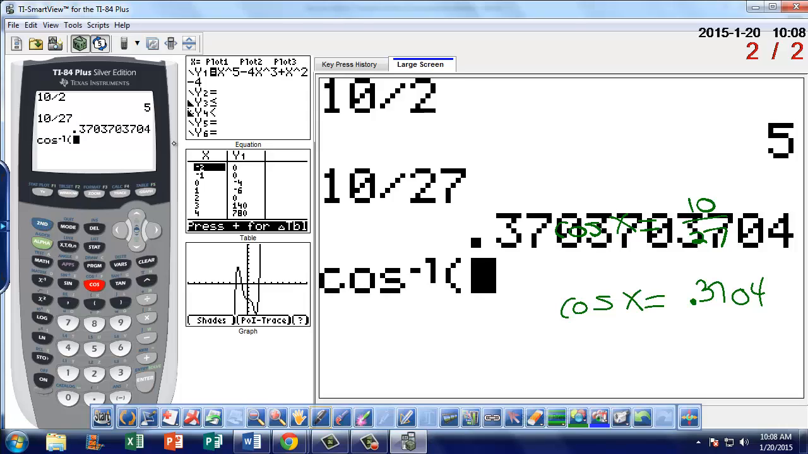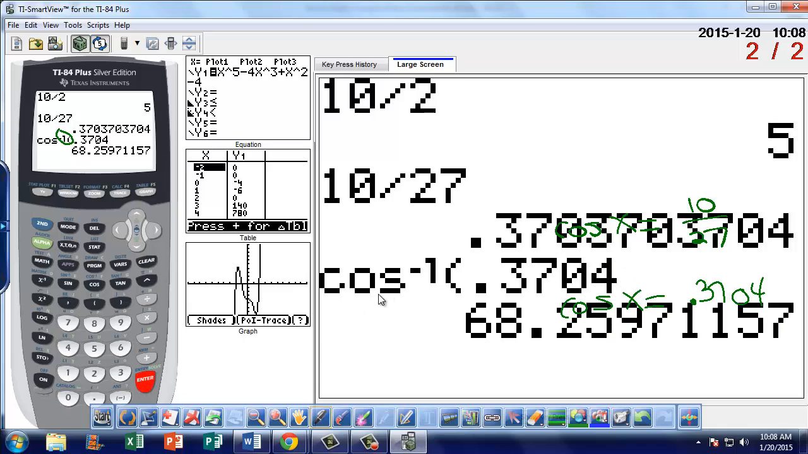Now, what you're going to do on your calculator is you're going to make sure you hit second cosine. You need this little -1 to pop up because we're finding the missing angle. And then you're going to go ahead and put in your decimal, 0.3704, hit enter. Round this to the nearest degree, so it's 68.2, so 68 degrees. We're always going to round sides to the nearest tenth and angles to the nearest degree.